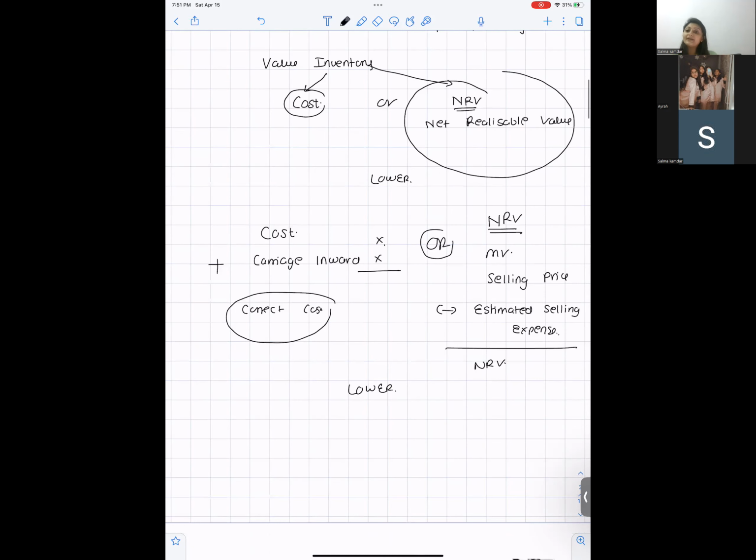Why do you value your inventory at the lower of cost or net realizable value? To not overestimate the profit. So this is as per the concept of prudence: you value your inventory at the lower of cost or net realizable value so that you do not overstate your profits, and your current assets are also shown at a more realistic value. So because of the concept of prudence, you value your inventory at the lower price.